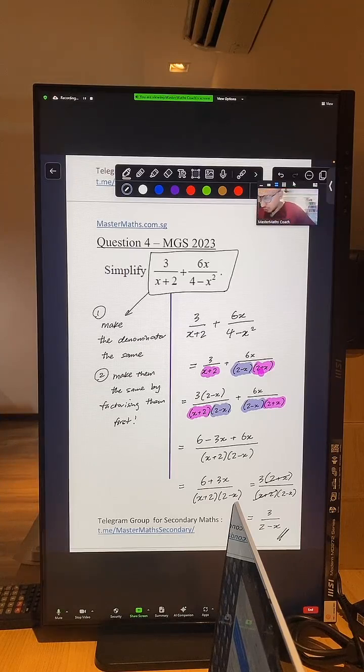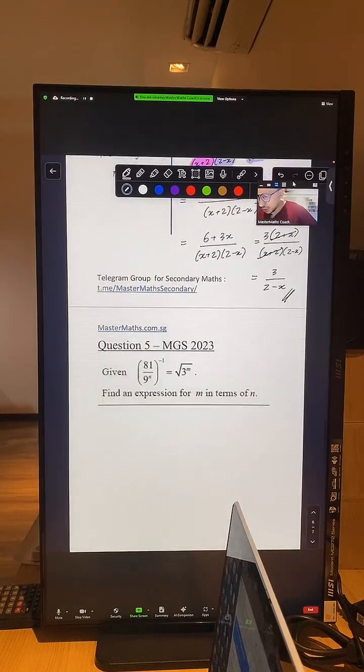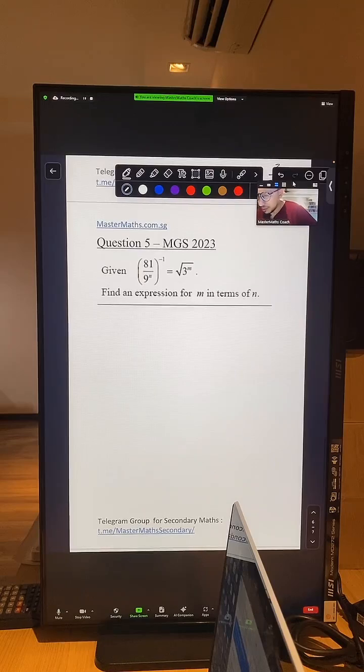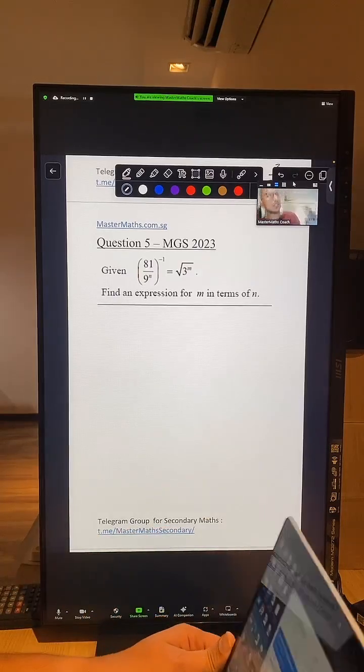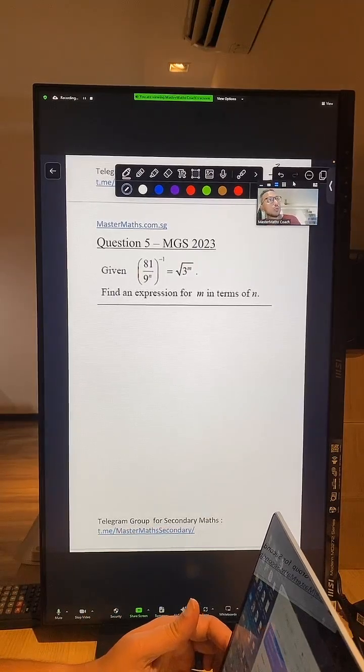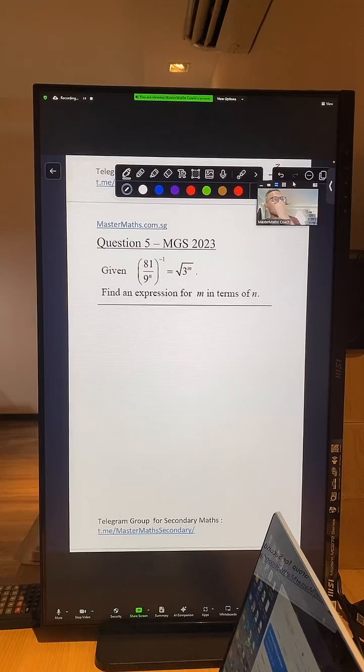So this was question 4, which we've already done. We are now on to question 5. It says here, given (81 over 9 to the power of n) to the power of minus 1 equals square root of 3 to the power of m. So this question is indices. You all must know your law of indices very well. Find an expression for m in terms of n.